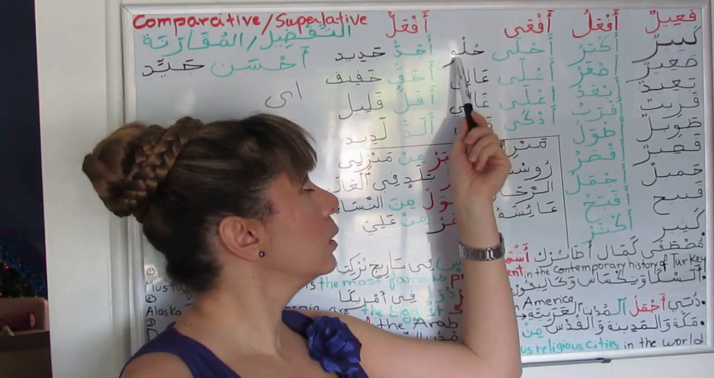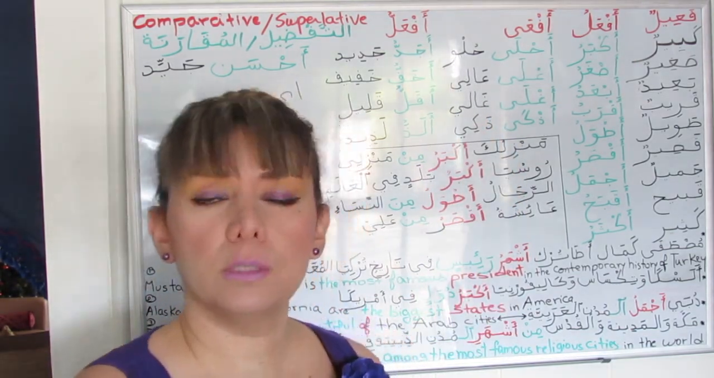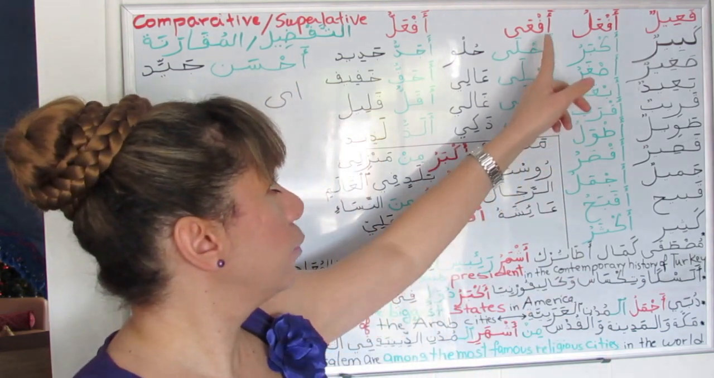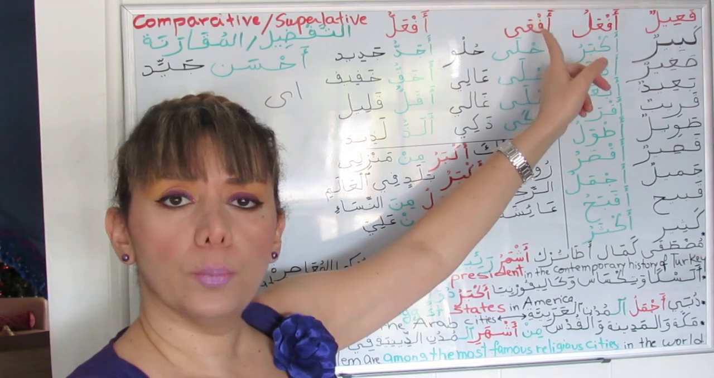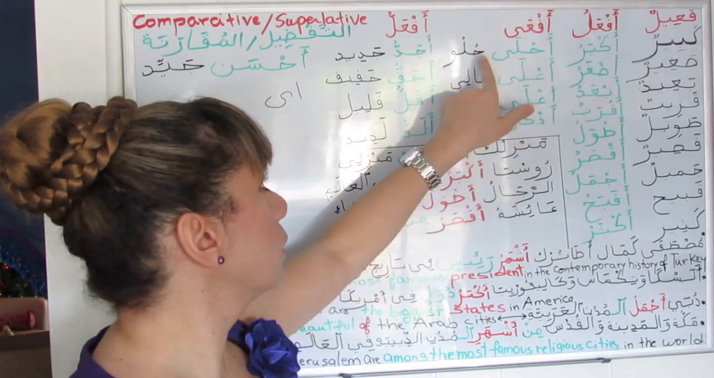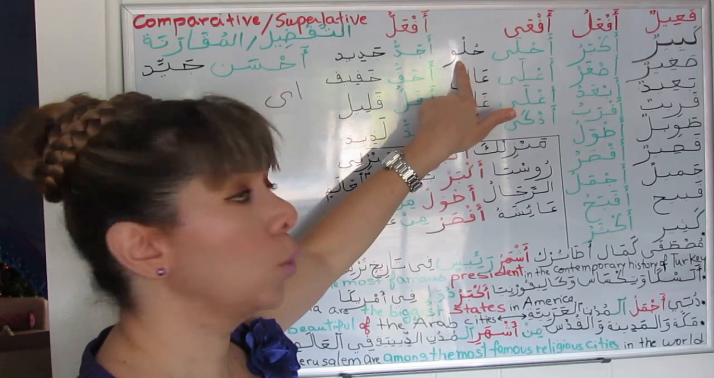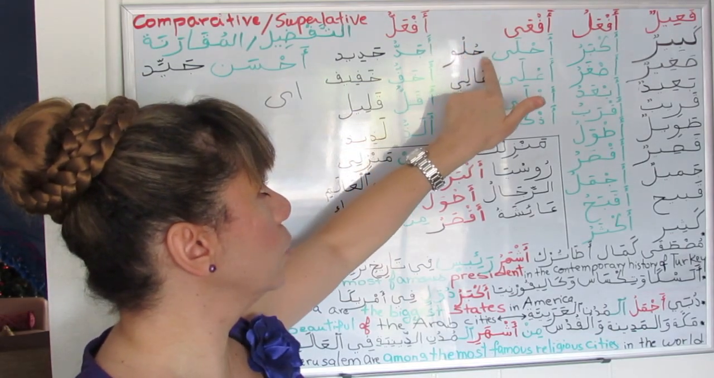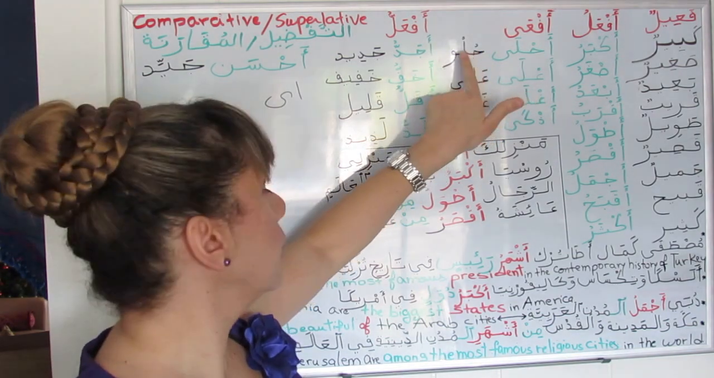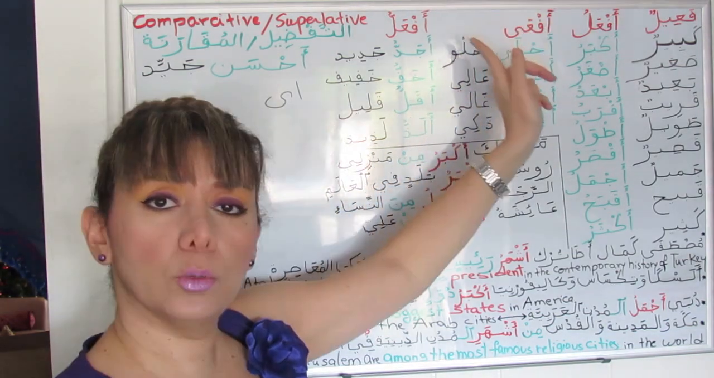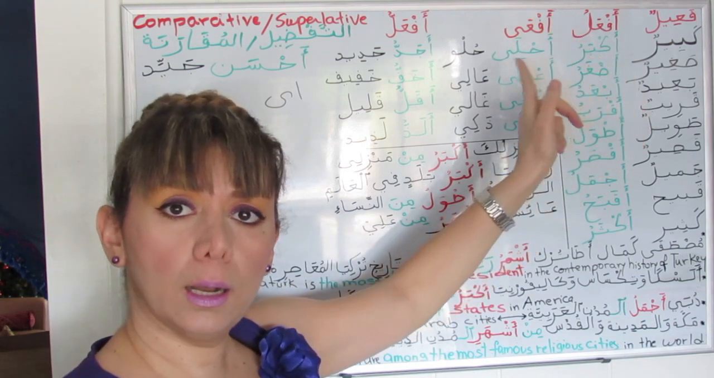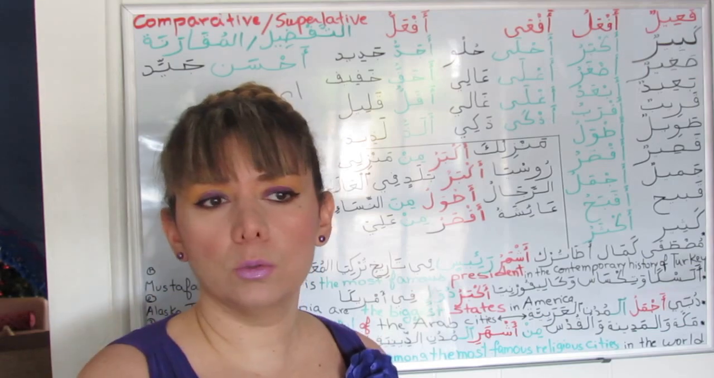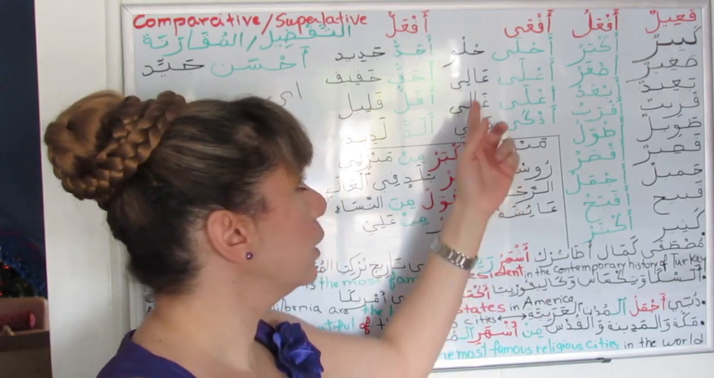For example, حلو. حلو, it means sweet, it's an adjective. And if we follow the pattern أفعى, we get rid of the واو, the long vowel واو, and we have the roots ح and لام, and we follow the pattern. أحلى, it means sweeter or sweetest. You may use it for people or for food.